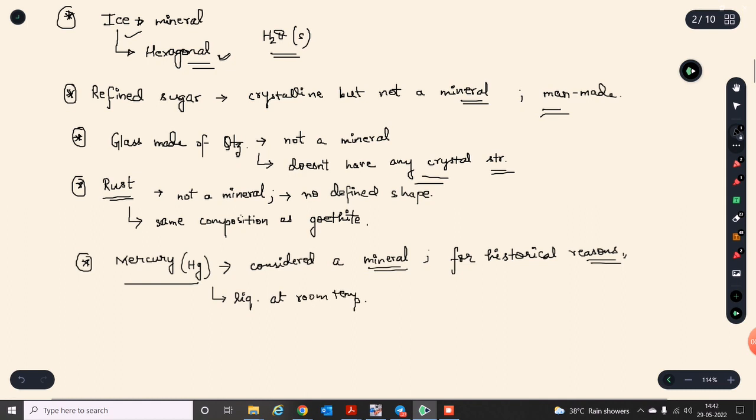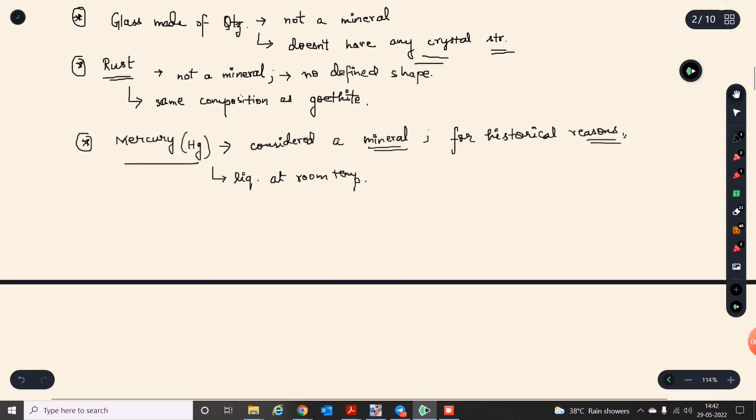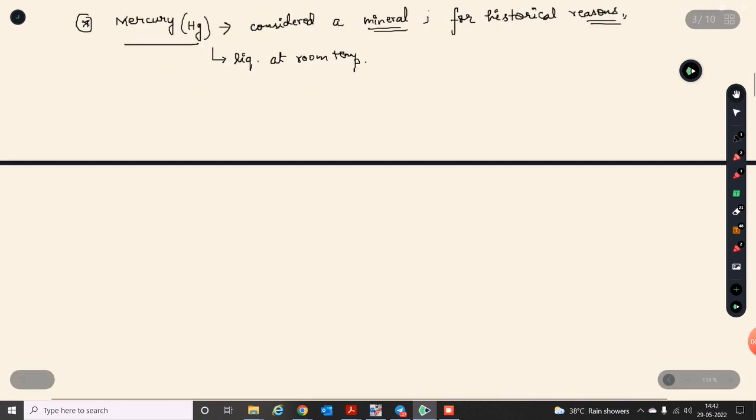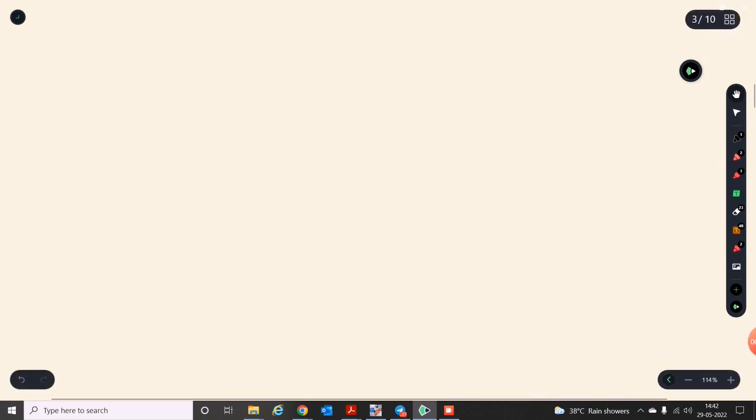Liquid at room temperature. So these are some of the basic points for minerals. Alright. So which kind of mineral do we have as most abundant ones? Silicate or non-silicate? Silicate. Yes, everyone must be knowing this. Silicate minerals are very common. Okay.